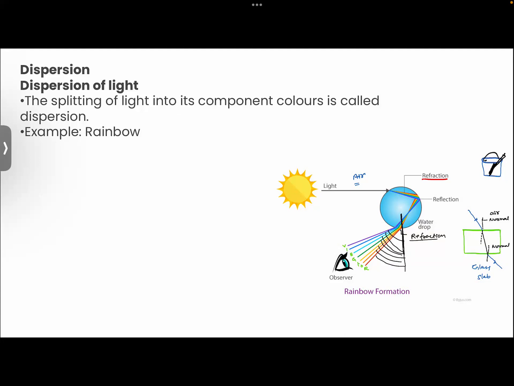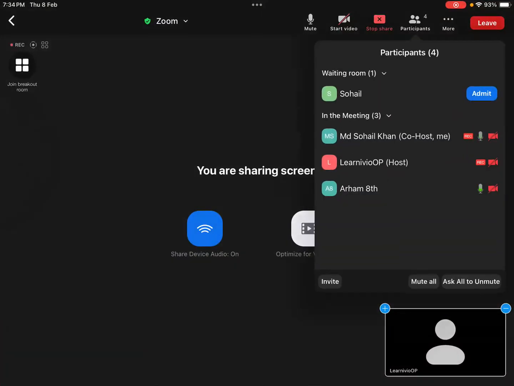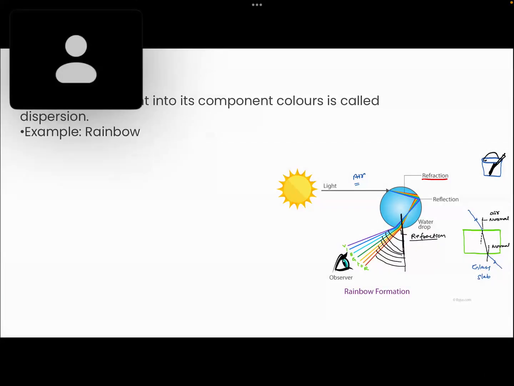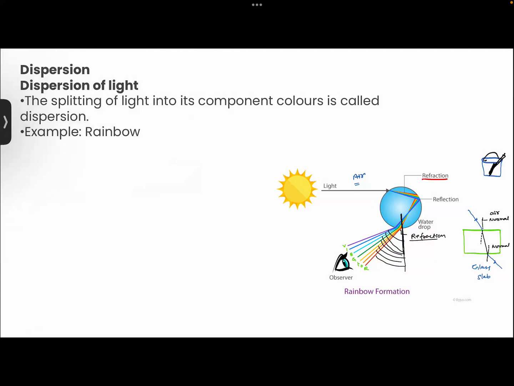What were the characteristics of the image formed by a plane mirror? The image is virtual and erect. The distance between the object and the mirror is the same as the distance between the image and the mirror, and the shape and the size of the object is the same as the image.